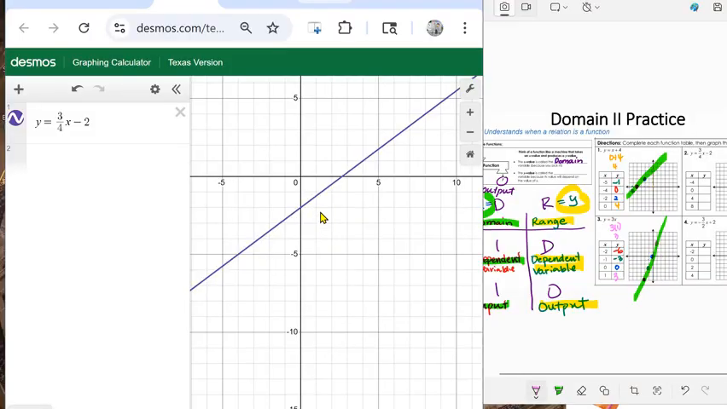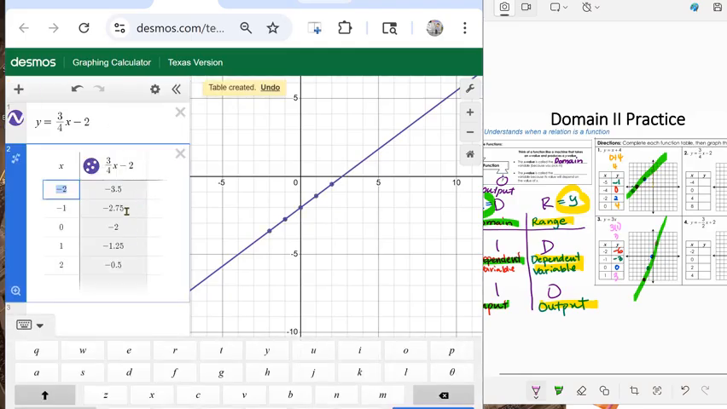Okay, now I want my table. What do I click? Donut table. It says there -4. I don't have -4, so I can change that. -4. What's the next one? 0, 4, and 8. Okay, now I found out -5, -2, -2.